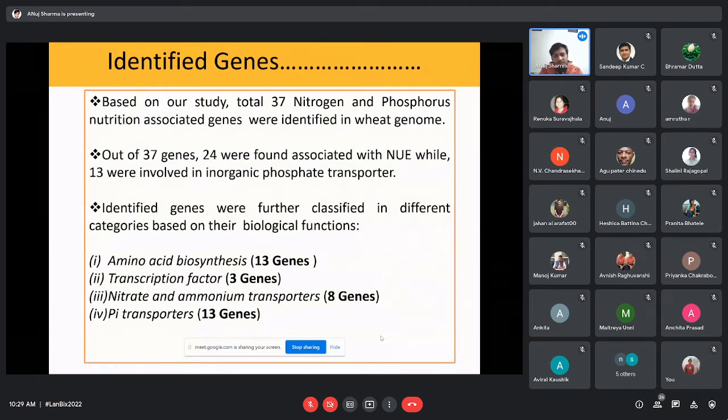Based on this study, we identified 37 candidate genes associated with nitrogen and phosphorus use efficiencies. Out of 37, 21 were found associated with NUE, while 31 were involved as inorganic phosphorus transporters. They have been further characterized in different categories like amino acid biosynthesis, transcription factors, nitrate and ammonium transporters, and phosphorus transporters.